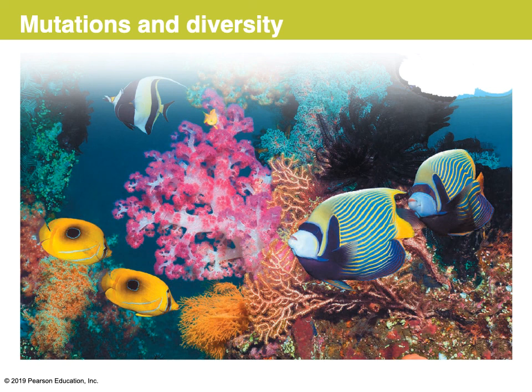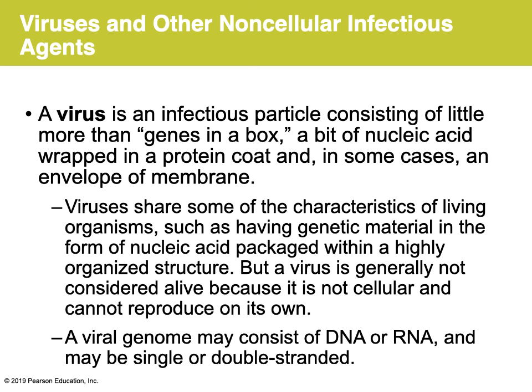Now, on to the viruses. A virus is an infectious particle consisting of basically genetic material in a box. A little nucleic acid wrapped in a protein coat, and sometimes even a little envelope of membrane. I'll explain that in a moment. And again, to me, viruses are sort of borderline life, because they share some of the characteristics of living things. They have genetic material, they're organized, packaged in a complex structure, but it's not made of cells, and it cannot reproduce on its own. So it's sort of a weird thing in the scheme of talking about living things.